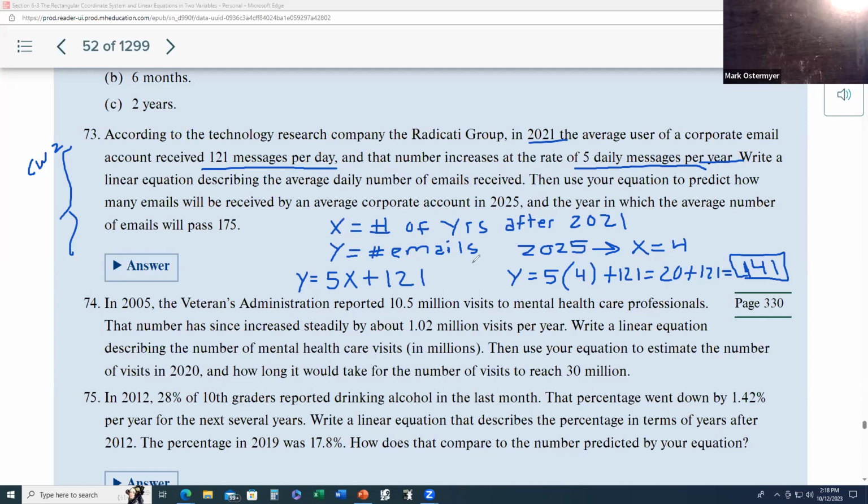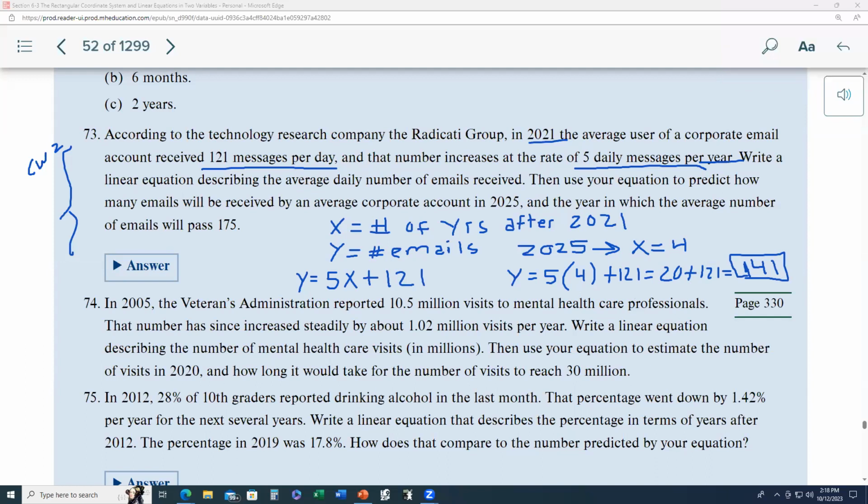To predict how many daily email messages are received on average in the year 2025, which is 4 years after 2021, we replace X with 4. Multiply, add, you get 141. We would expect about 141 daily emails to be received on average in the year 2025. Anybody get that for that question there?